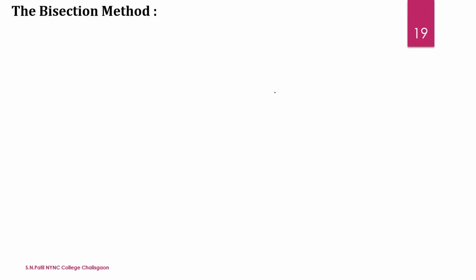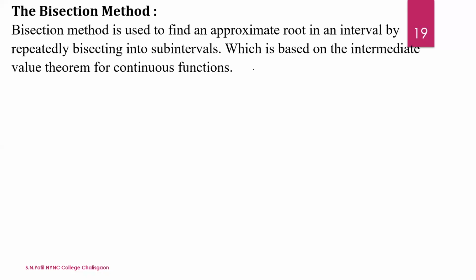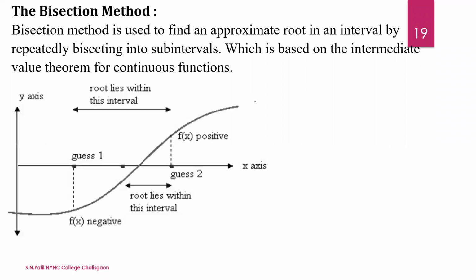Patil. In this video lecture, we discuss the bisection method to find an approximate root of the polynomial. The bisection method is used to find an approximate root in an interval by repeatedly bisecting into subintervals, which is based on the intermediate value theorem for continuous functions. Okay. Now, first we see the diagram.